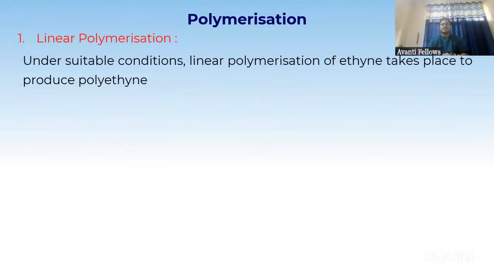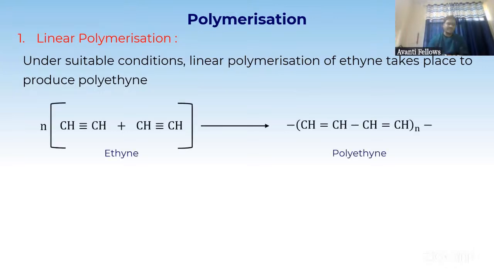Now, let's see the next one, that is polymerization reaction. Okay, what is this polymerization reaction? So, the first is linear polymerization. So, under a suitable condition, linear polymerization of ethyne takes place, right? So under a suitable condition, linear polymerization of ethyne takes place to produce polyethyne. क्या बनाएगा? Polyethyne. तो polyethyne का यहाँ पे formation होगा.